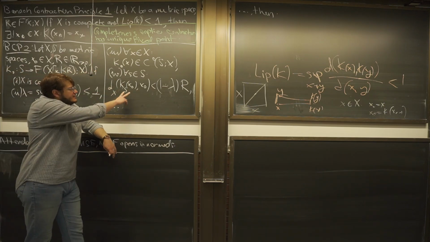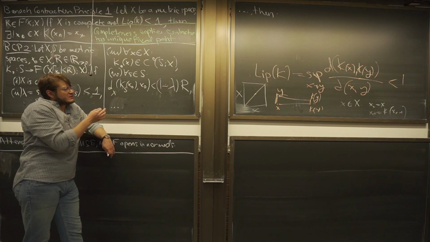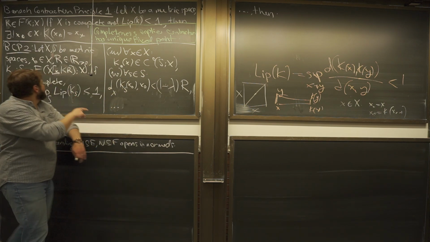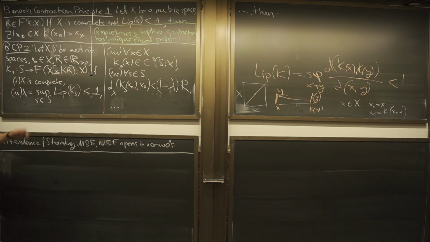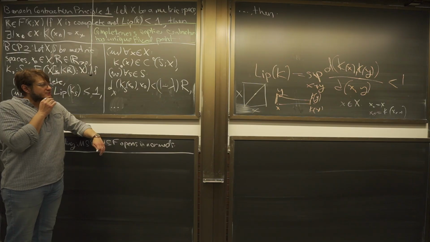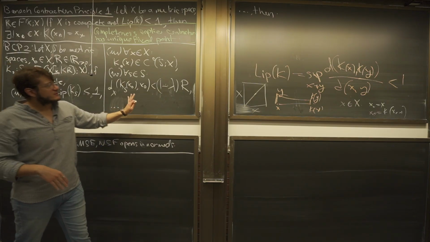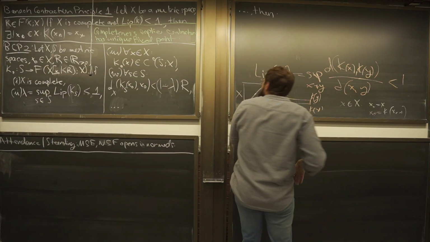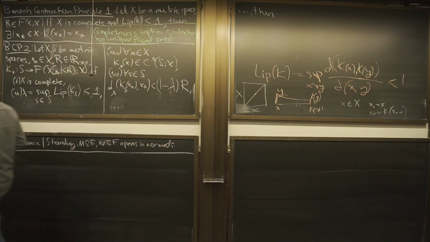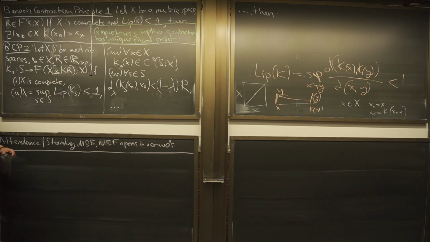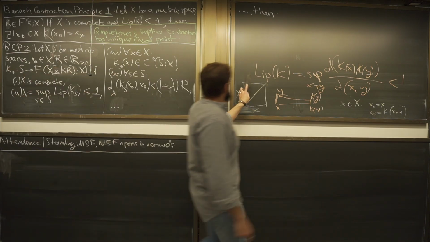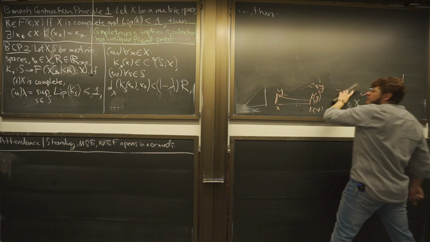And furthermore, finally, I want each of these functions to not move the center of the ball, x0, more than some estimate. It doesn't really matter. I don't want k sub s to move the center of this ball too much. Then, these are the hypotheses, then it says, based on the BCP, we have a unique fixed point. But now for each s, I have a fixed point for k sub s. So I have a function of s. That's a unique function. And furthermore, it is continuous and so on.